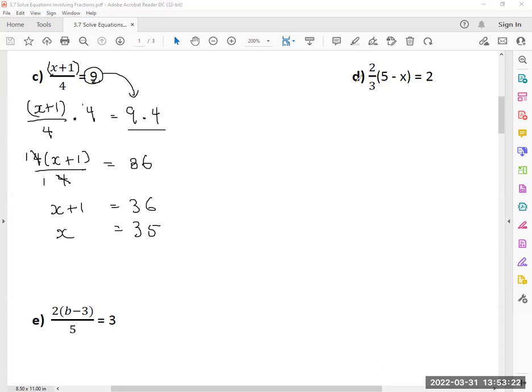Okay. I'm going to set up D so that you could try E. Please note E doesn't have a very nice answer. E is some kind of weird fraction, but that's okay. Give it a shot, all right? D. Having a fraction like this doesn't change the method. 2 multiplied by 5 minus x over 3 equals 2.